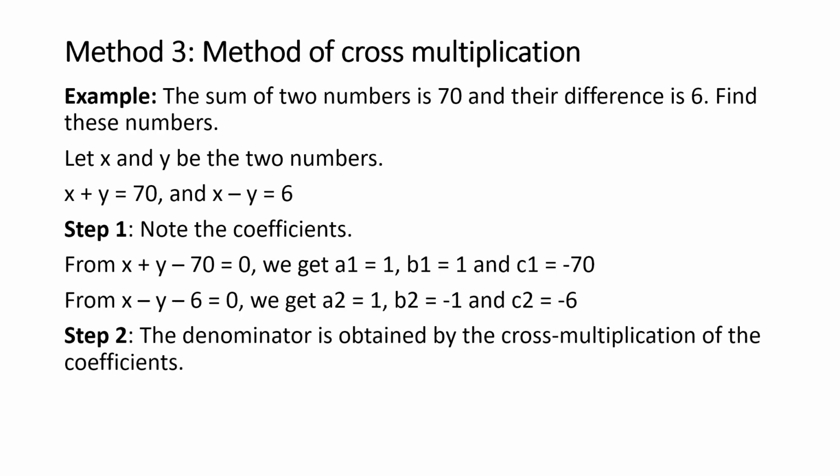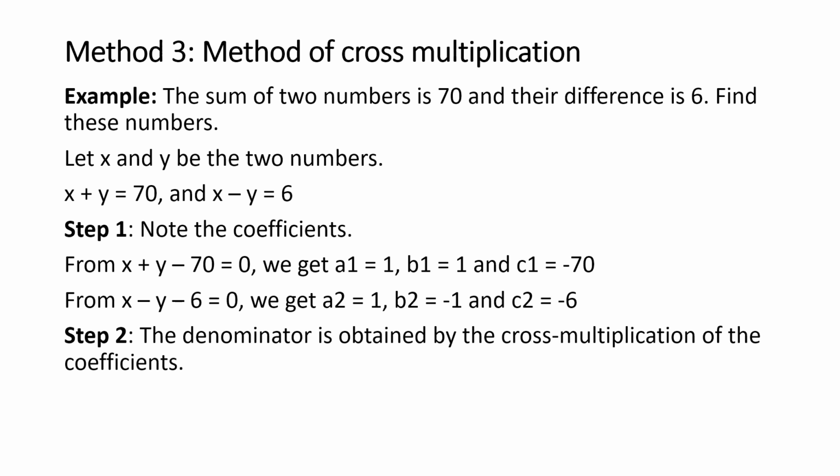The third method is the method of cross multiplication. Let us take an example. The sum of two numbers is 70 and the difference is 6. Find these numbers. Let x and y be the two numbers. So now what we have is x plus y is 70 and x minus y is 6. We will solve by the method of cross multiplication. First step is you just note the coefficients. You compare it with the equation a1x plus b1y plus c1 is equal to 0 and a2x plus b2y plus c2 is equal to 0.